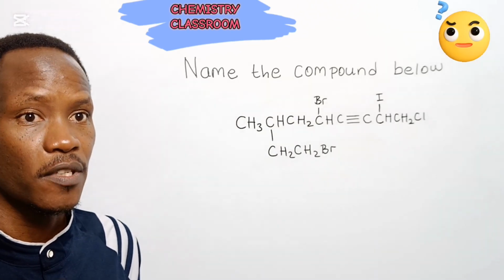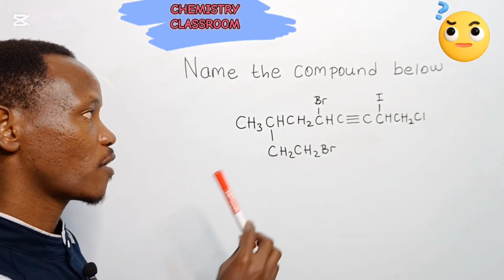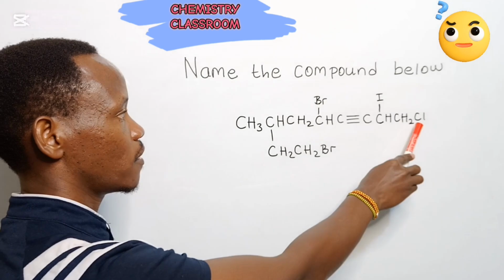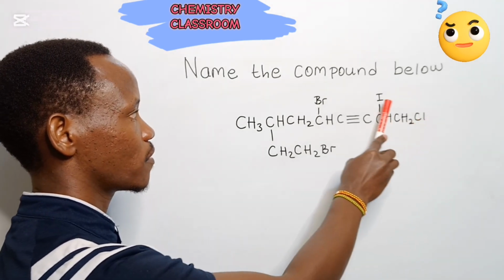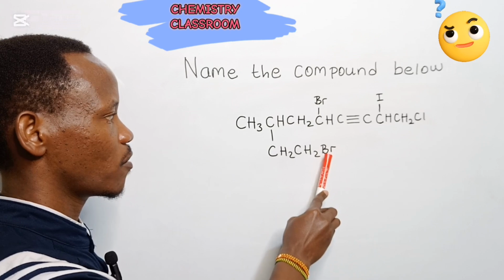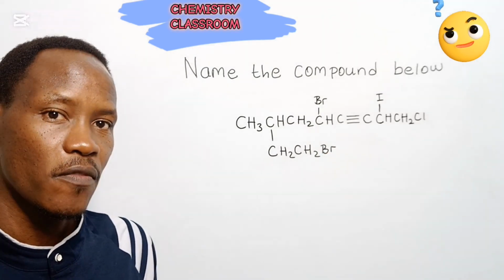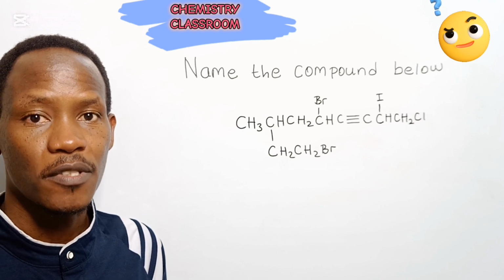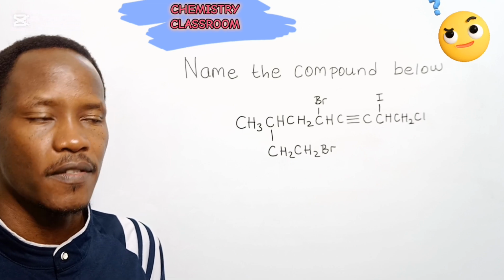outstanding functional groups. Of course, you have to agree with me that this is a carbon-to-carbon triple bond. This is chloro, this is iodo, this is bromo, and this is bromo. And of course, all of the three are derivatives from group 7A elements.